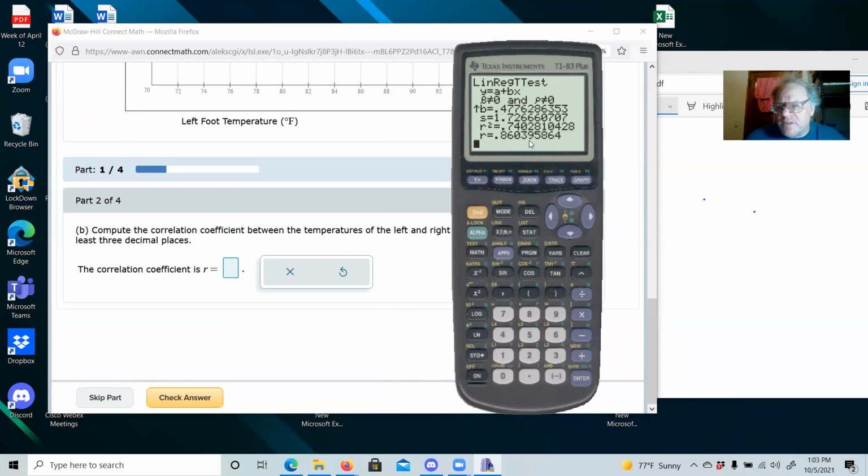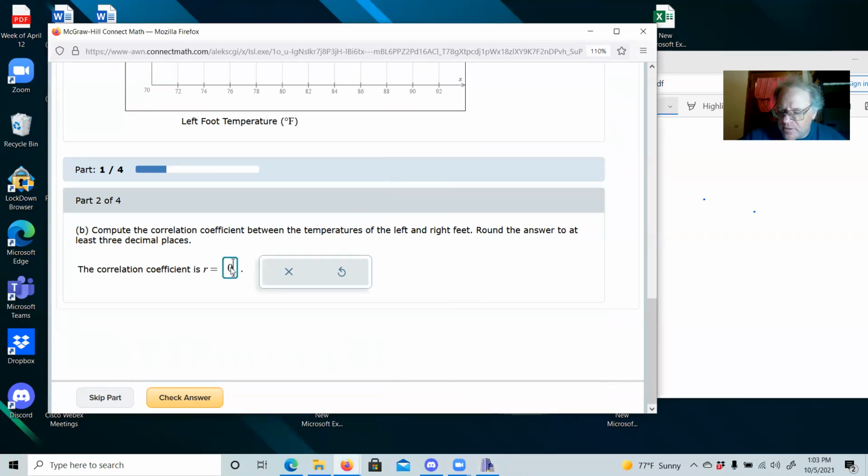0.860, because this 3 doesn't really contribute to making that bigger, so 0.860. Oops, I want 860. There we go. 3 decimal places, check.